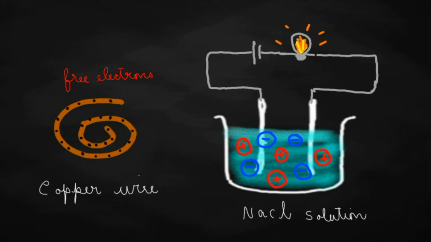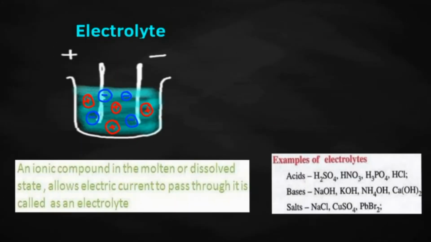Now the question is, is it possible for a solution also to conduct electricity? Yes, it is possible. Look at this picture. We have taken a little bit of sodium chloride solution and we are passing electricity through that. See, this bulb is glowing. So just like certain solids, solutions also can conduct electricity. If a solution is capable of conducting electric current, we call that particular solution an electrolyte.